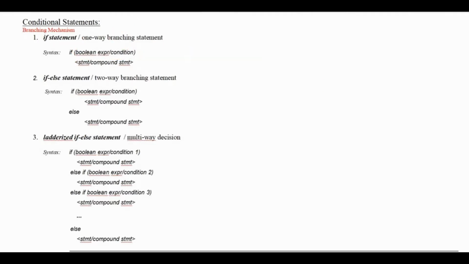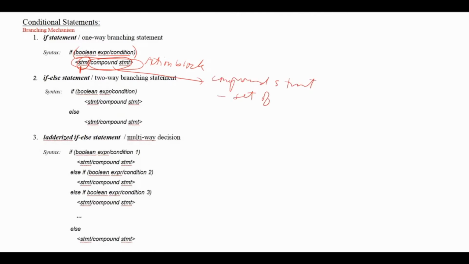So this is the syntax. The condition is enclosed in parentheses, and we call this one the action block. This could be a single statement, only one statement or instruction, or this could be a compound statement. What is a compound statement? A compound statement is a set of zero or more statements. So take note, it could be empty, zero or more statements or instructions to be executed.